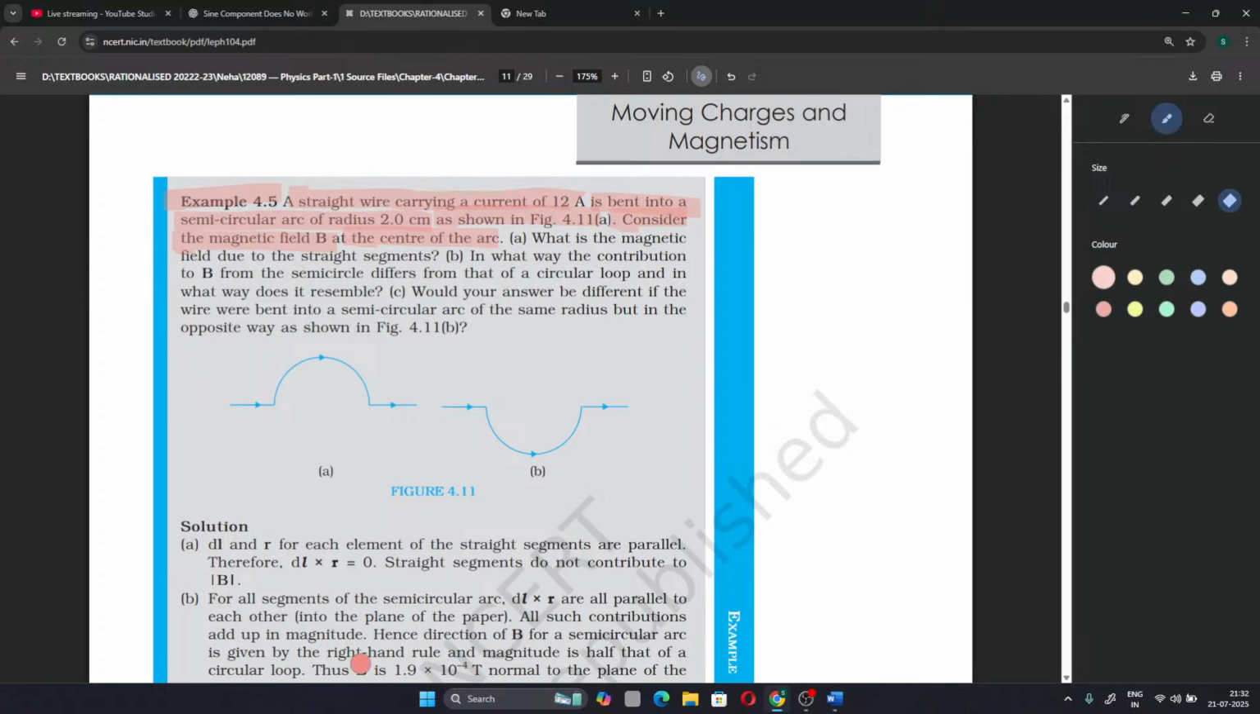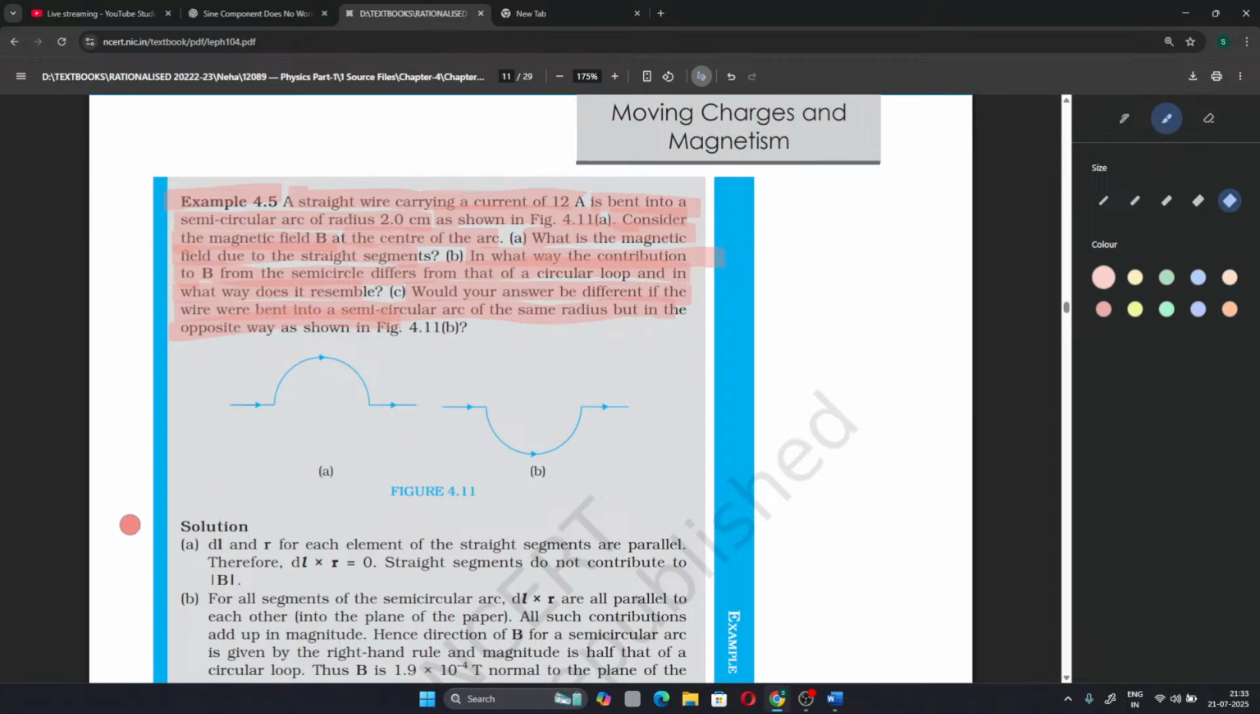Then A, what is the magnitude of the magnetic field due to the straight segments? There are straight segments. What is the magnetic field due to them? B, in what way does the contribution to magnetic field from the semicircle differ from that of a circular loop, and in what way does it resemble? C, would your answer be different if the wire were bent into a semicircular arc of the same radius but in the opposite way as shown?